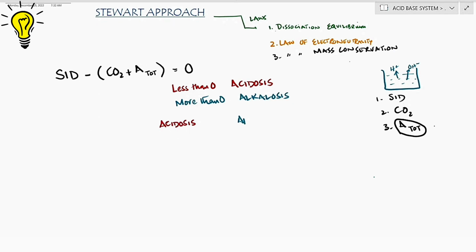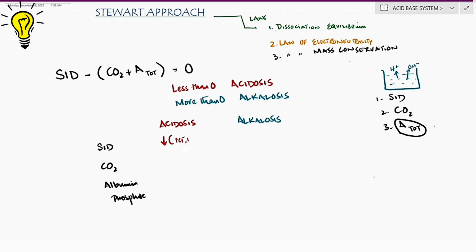So acidosis happens if there is decrease in strong ion difference or increase in carbon dioxide or increase in albumin or phosphate. Albumin and phosphate being the weak acids. On the contrary, alkalosis happens if there is increase in strong ion difference or a decrease in carbon dioxide or a decrease in weak acids.